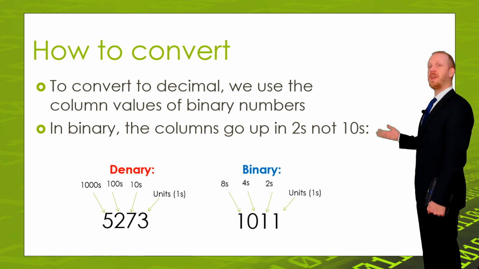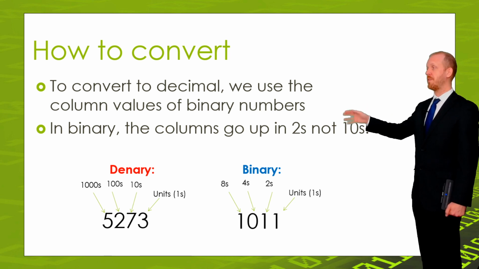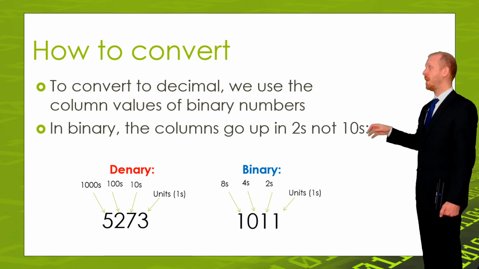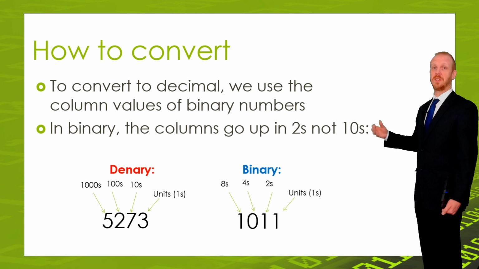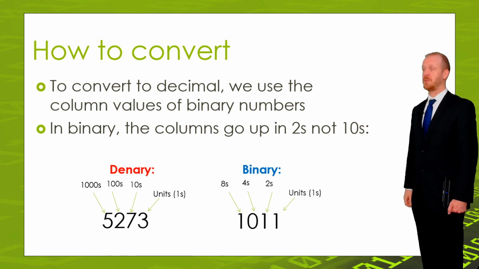5,273. The 3 is the number of units. There are 3 units. There are 7 tens. There are 2 hundreds, and there are 5 thousands. So in other words, it's 5 lots of 1,000, which is 5,000, plus 2 lots of 100, which is 200, plus 7 lots of 10, which is 70, plus 3 lots of 1, which is 3. Add them all together, 5,273.